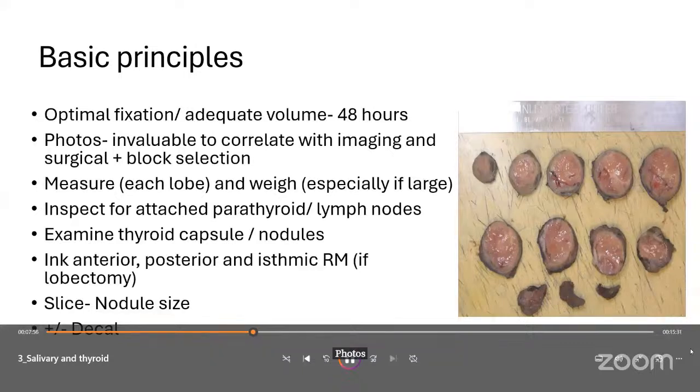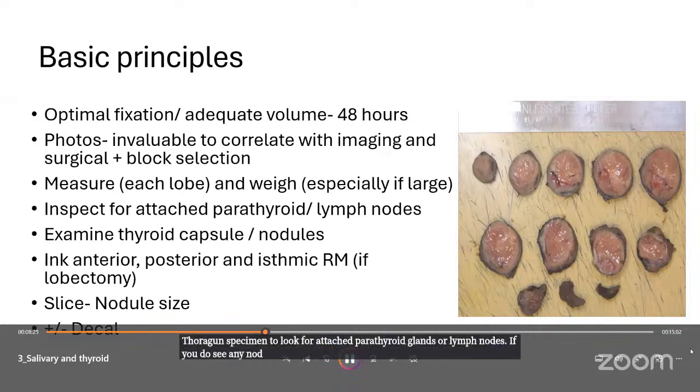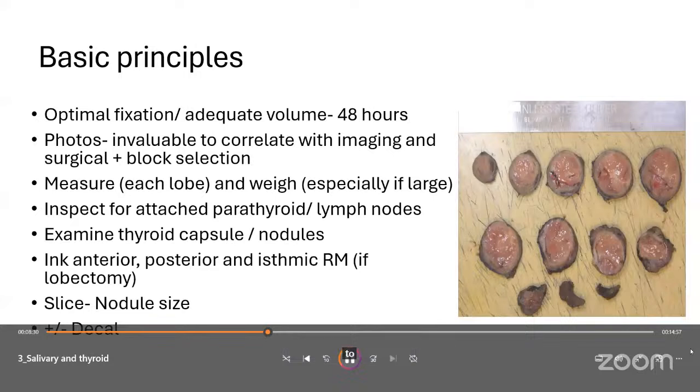Photos are invaluable. They can help you to correlate with the preoperative imaging, but also the surgical impression, and of course are very useful for block selection recording. Measure the thyroid gland or each lobe and weigh it, especially if the sample is large. Always assess the front of the thyroid gland specimen to look for attached parathyroid glands or lymph nodes. If you do see any nodules, they should be sampled and processed. Examine the thyroid capsule to determine if it's intact, look for any defects, and describe the surface of the thyroid. Is it nodular, for example?